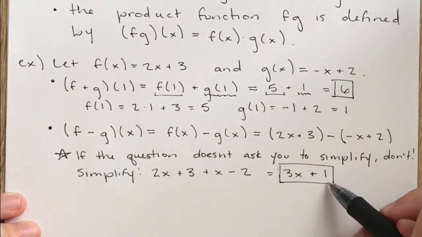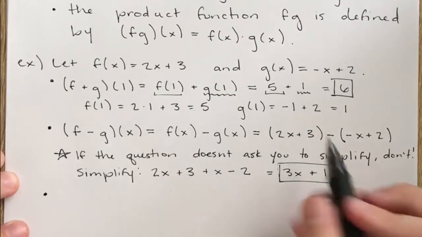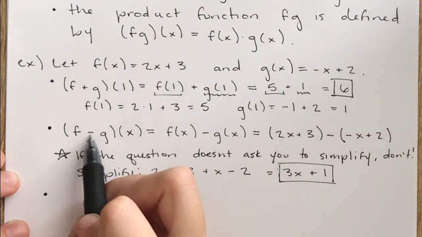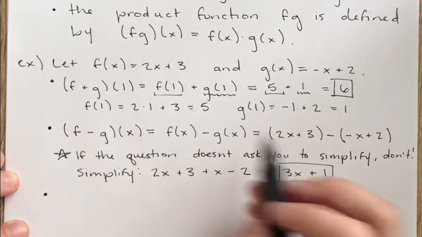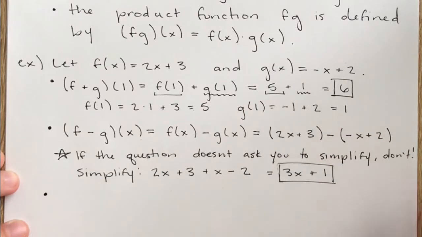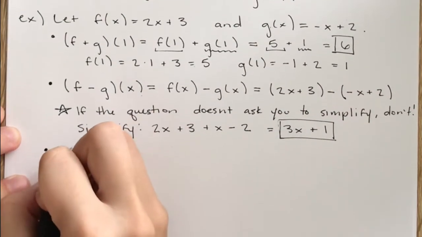This is all f minus g of x. Simple as that. If I had been looking for f plus g of x, I would simply replace this with a positive, right, and add them together. That's all.